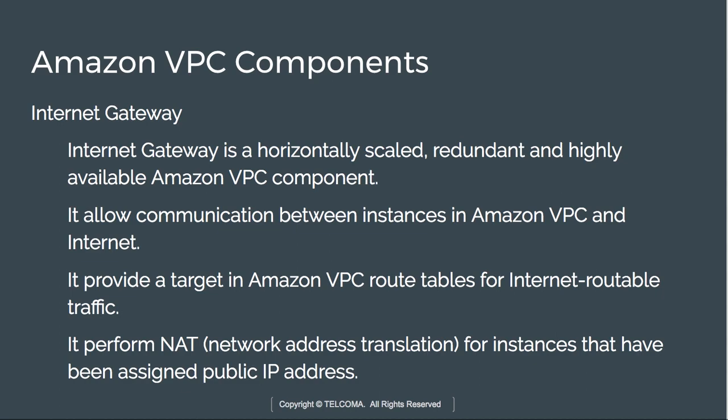It allows communication between the instances in the virtual private cloud and the internet. That's why it is called an internet gateway. It is a highly available Amazon VPC component. It will provide a route table target for internet routable traffic. It performs network address translation for instances that have been assigned public IP addresses. Amazon EC2 instances are only aware of their private IP addresses.